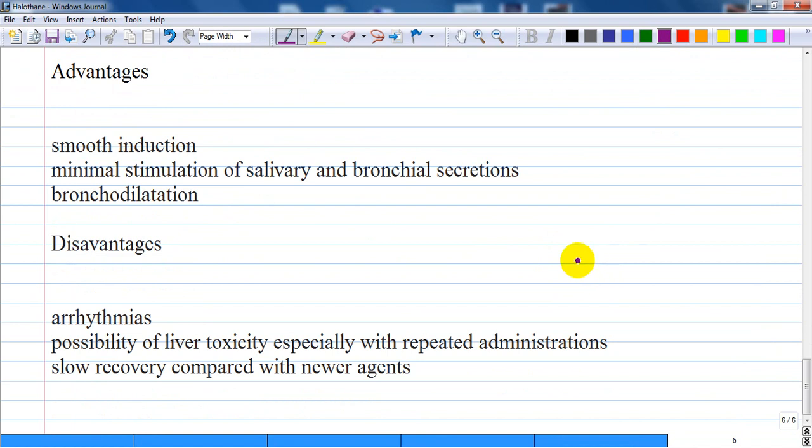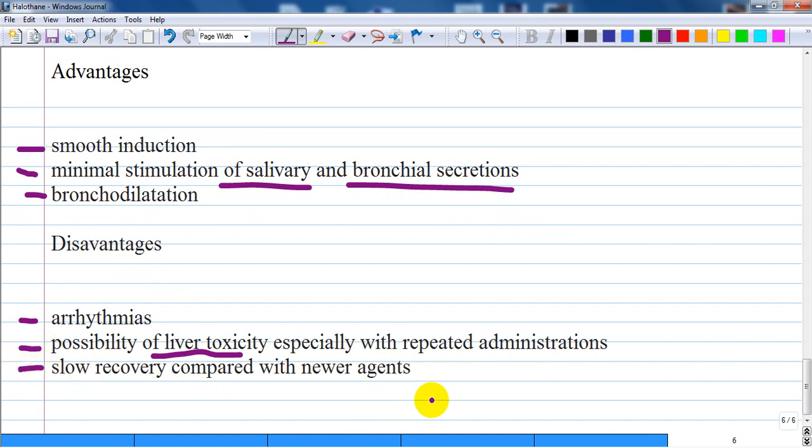What are the advantages and disadvantages of using this? Advantages: smooth induction, minimal stimulation of salivary and bronchial secretions, bronchodilation. Disadvantages are arrhythmias, possible liver toxicity, especially with repeated administrations, and slow recovery compared with newer agents.